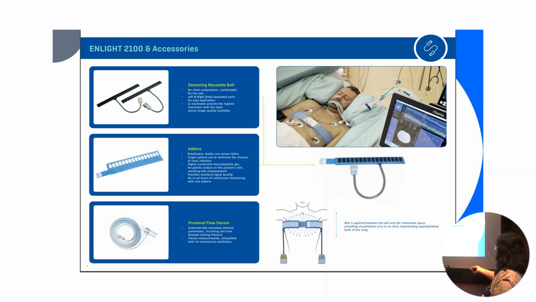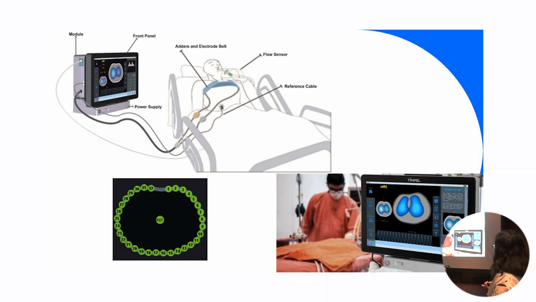That helps with that contact. And then there's just a flow sensor that goes from kind of the side of our console there that connects at the patient Y. And then again, that belt is applied between the 4th and 5th intercostal space. I'm not sitting there pushing on my patient's chest. I'm just going underneath the armpits, honestly, to get it placed correctly.